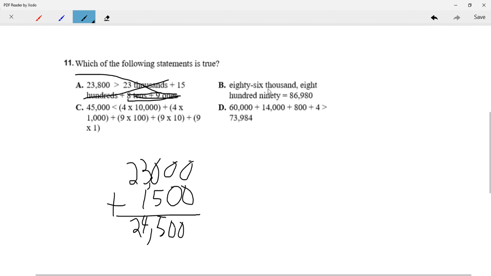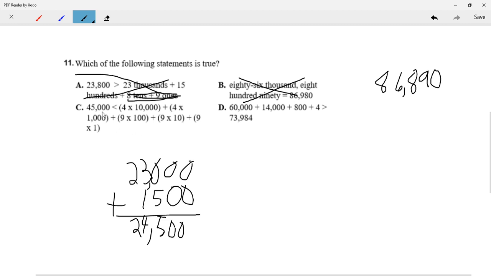Next we have 86,890 equal to 86,980. Clearly that is not right, because they're 2 different numbers. The 8 and the 9 are switched in these numbers, so they are very similar, but they are not the same.